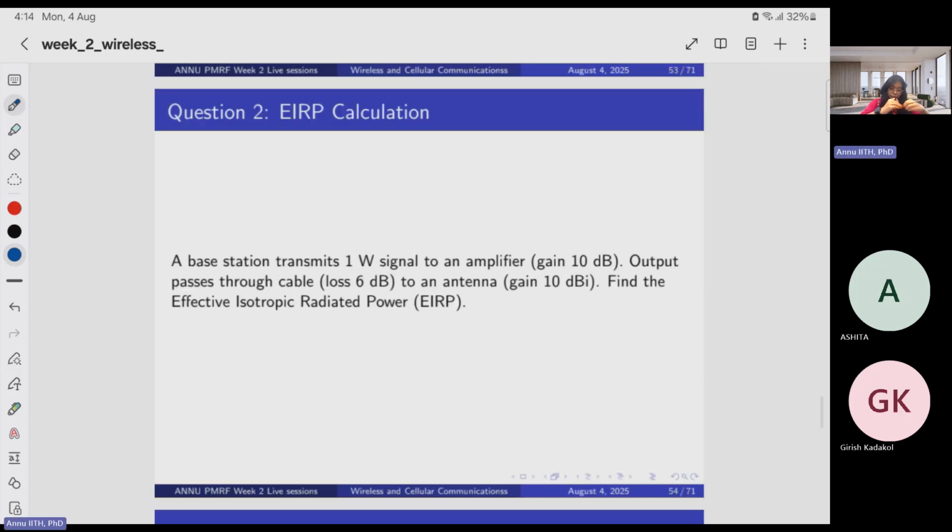Second question: a base station transmits a 1 watt signal to an amplifier that is having a gain of 10 dB. Output passes through a cable of loss 6 dB to an antenna gain of 10 dB. Find the isotropic radiated power. How will you calculate? Just think about it. You have to put in the formula for sure, but at least we should think before just jumping into the question.